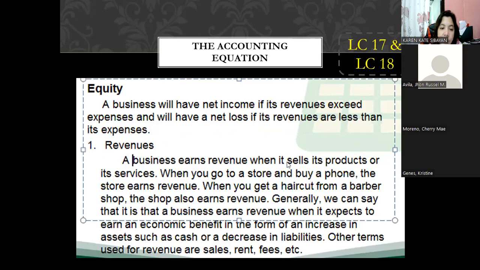So a revenue, that is actually part of the major accounts. A business earns revenue when it sells its products or its services. When you go to a store and buy a phone, the store earns revenue. When you get a haircut from a barber shop, the shop also earns revenue. Generally, a business earns revenue when it expects to earn an economic benefit in the form of an increase in assets such as cash, or a decrease in liabilities. Other terms used for revenues are, of course, sales if your business is a merchandising business, rent, fees, etc.